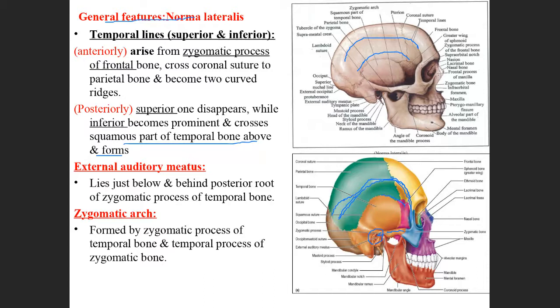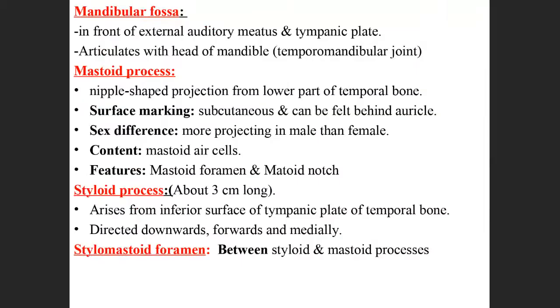Okay, zygomatic arch. So what is the zygomatic arch? It is an arch formed by the zygomatic process of temporal bone and the temporal process of zygomatic bone. So these are the two bones. Is it clear here? Auditory meatus and zygomatic arch. Okay.